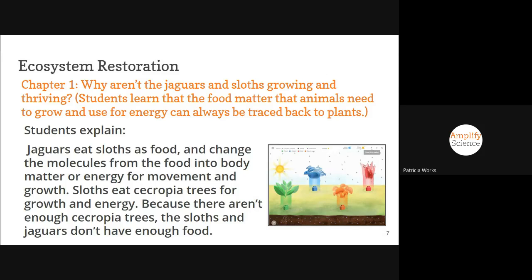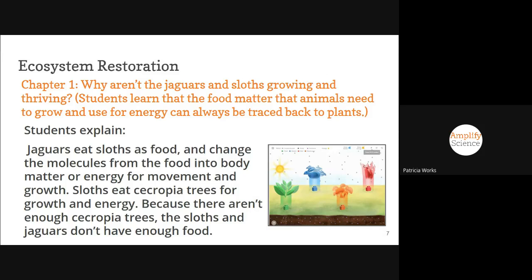Students then synthesize information from the sim and text, discuss and make a scientific argument as a class about how animals grow. At the end of chapter 1, students return to the anchor phenomenon. They explain that jaguars eat the body matter of sloths as food so they can grow. They change the food molecules from the sloth into molecules that build their body matter or release energy for movement and growth.